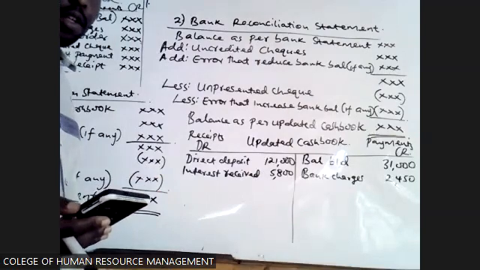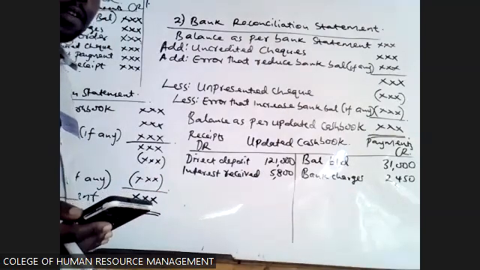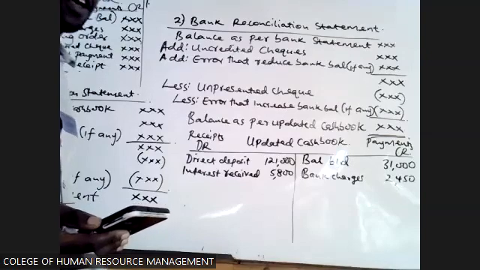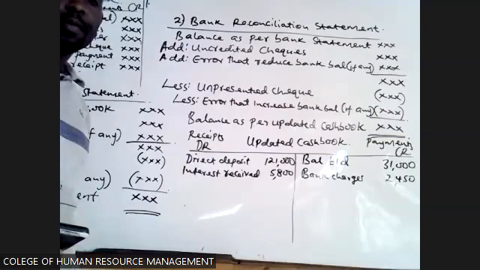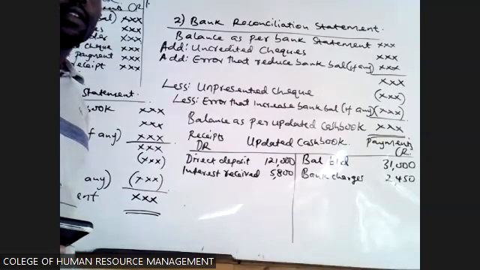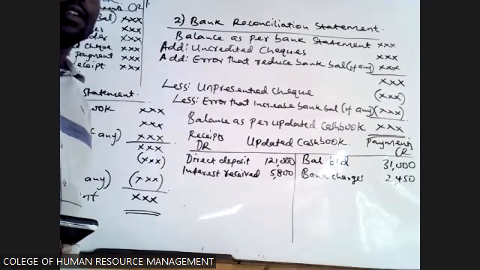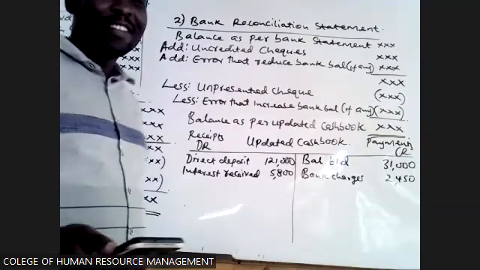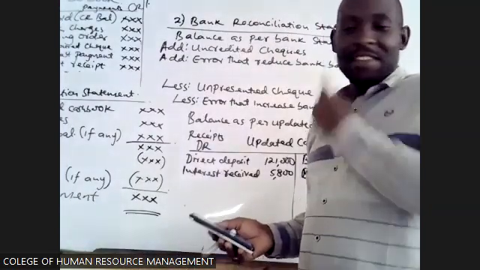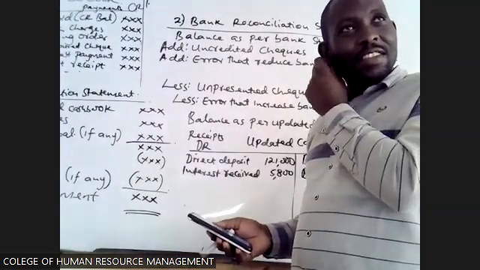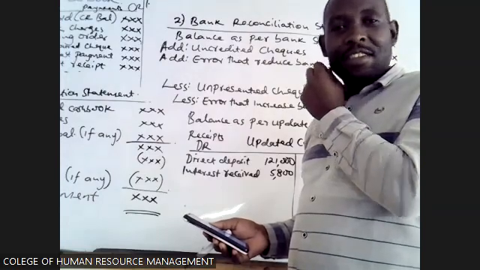If I may ask, regarding the uncredited checks, why are we not treating the interest received like the uncredited checks? Because it's also happening in the bank statement. Why are we bringing it to the cash book?